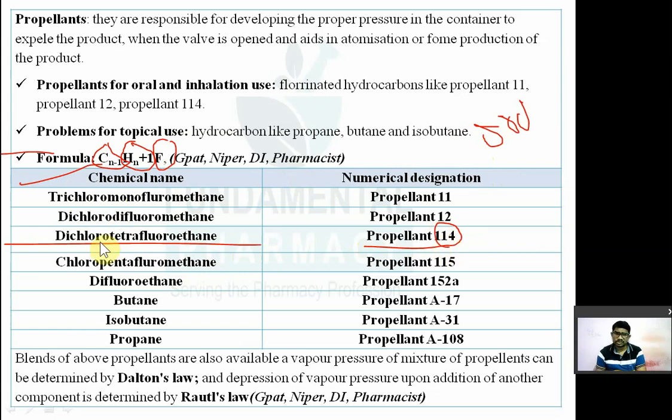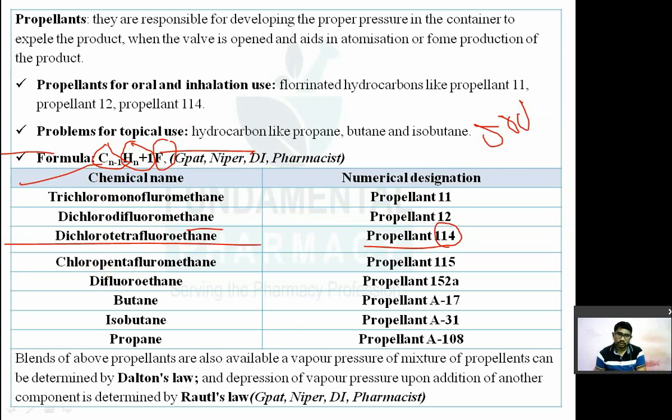If you draw the structure of dichlorotetrafluoroethane, you can see it is an ethane. Ethane means 2 carbon atoms. Put that in the formula: number of carbon 2, minus 1 gives 1. So 1 is the first digit. Now for the second digit, there is no hydrogen in this molecule, so 0 plus 1 is 1. Again the second digit is 1. The number of fluorine atoms in this structure is 4. So it is 114. Remember this.